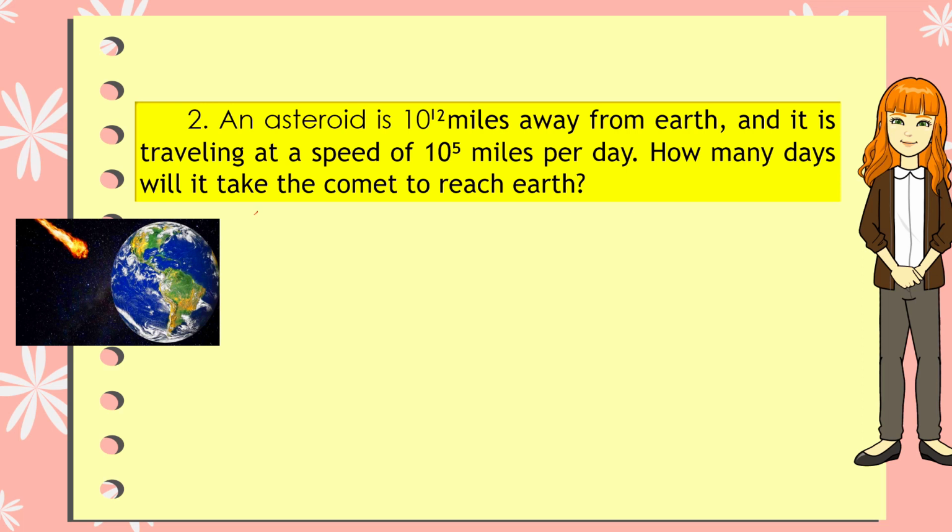So, the given is 10 to the 12th power miles. From the unit itself, miles, this is referring to the distance. And we have 10 raised to the 5th miles per day, which is referring to the speed of the asteroid that is coming to the Earth.